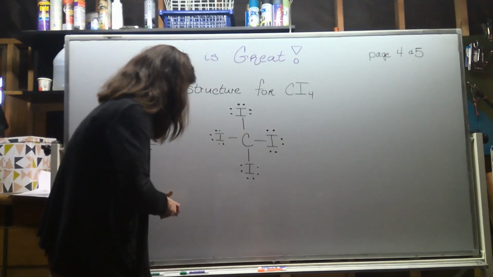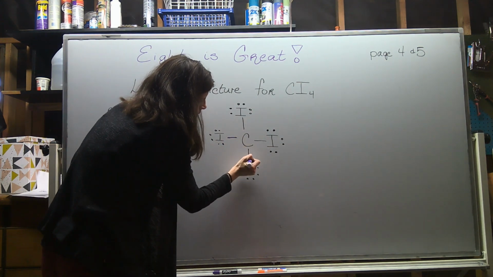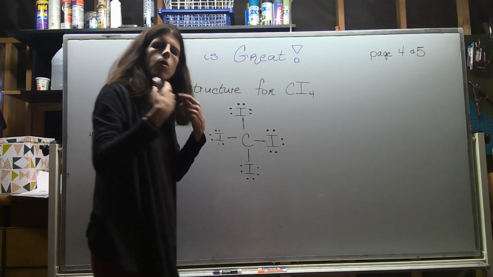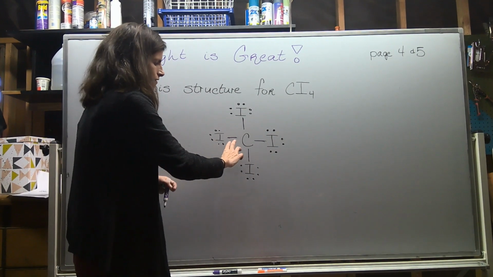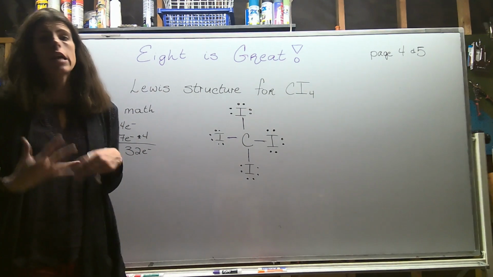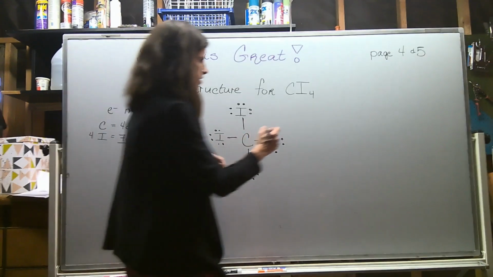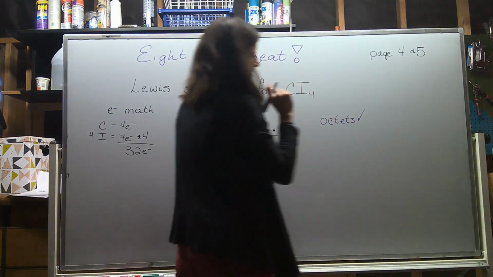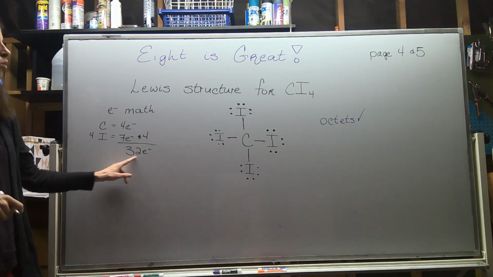Looking at carbon, carbon has these 4 bonds, 1, 2, 3, 4, connected to it. So since it has 4 bonds and each bond is worth 2 electrons, 4 times 2, we have 8. 2, 4, 6, 8. So we've satisfied the octet rule on the carbon as well. Once you check your octets, so we're like, yes, everybody's got 8. The second thing that you're going to want to check is that you've only used 32.